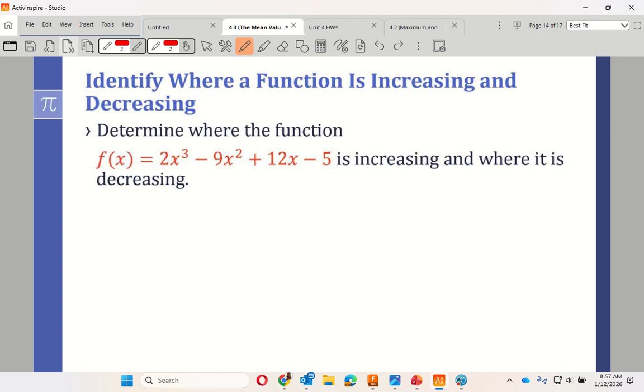Determine where the function right here is increasing and where it is decreasing. So, first thing I'm going to do is find the derivative. So f prime of x equals 6x squared minus 18x plus 12. And I'm going to look at that problem and say, factor that.